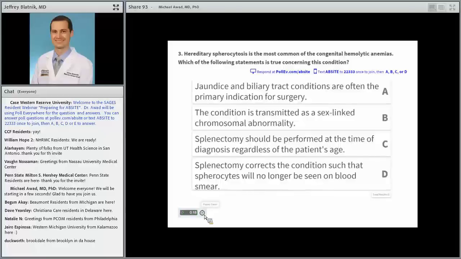3, hereditary spherocytosis is the most common of the congenital hemolytic anemias. Which of the following statements is true concerning this condition? A, jaundice and biliary tract conditions are often the primary indication for surgery. B, the condition is transmitted as a sex-linked chromosomal abnormality. C, splenectomy should be performed at the time of diagnosis regardless of the patient's age. Or D, splenectomy corrects the condition such that spherocytes will no longer be seen on blood smear.